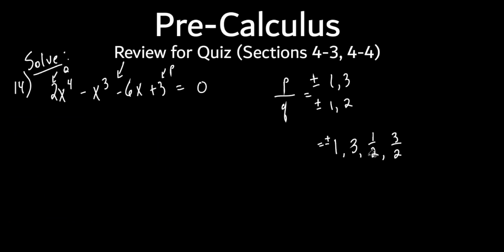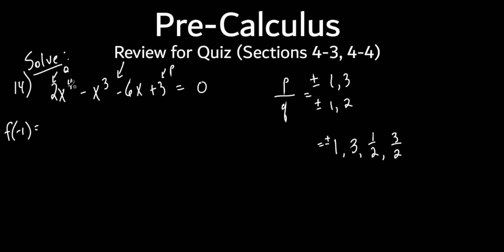So now, 1 didn't work, so what do you think is the next thing I would try? I would try negative 1. What do you think? Do you want to do it by plugging a negative 1 in, or would you rather do the synthetic division with a negative 1? Plug it in? You like that better? All right, so let's plug it in.